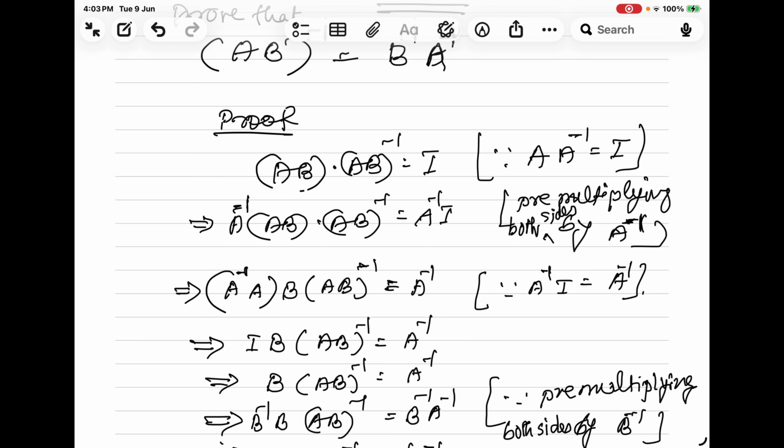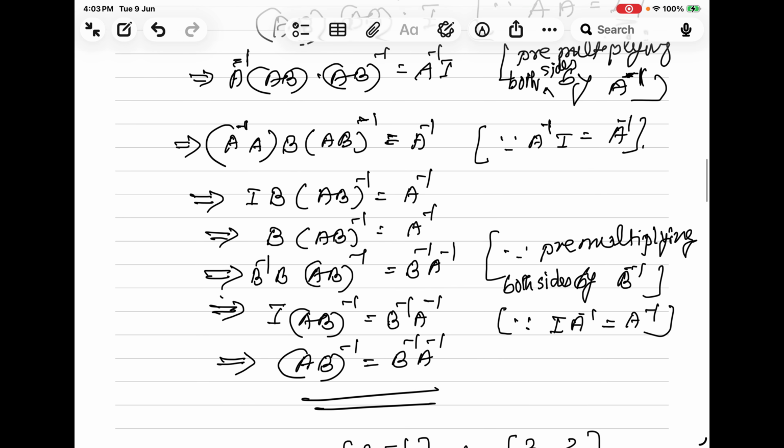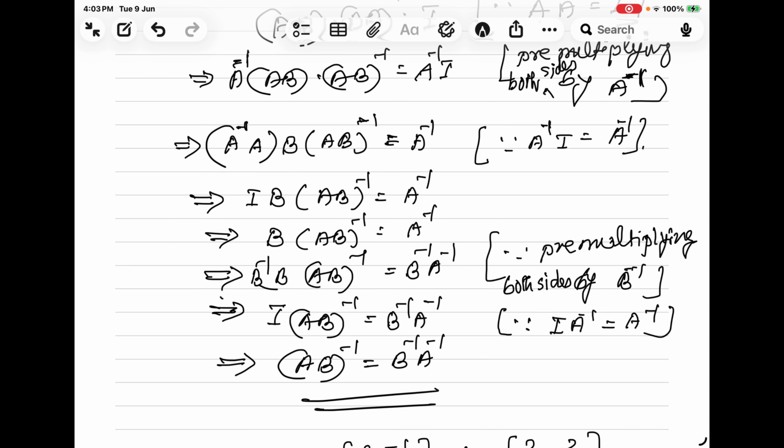Then again pre-multiply both sides by B inverse. B inverse B into AB whole inverse equals B inverse A inverse. Again B inverse B is I. So I into AB whole inverse, which is AB whole inverse, equals B inverse A inverse. So this proof is very important.